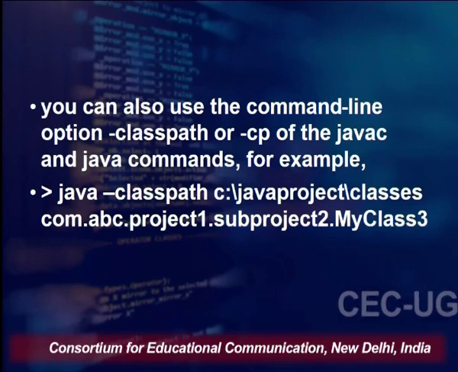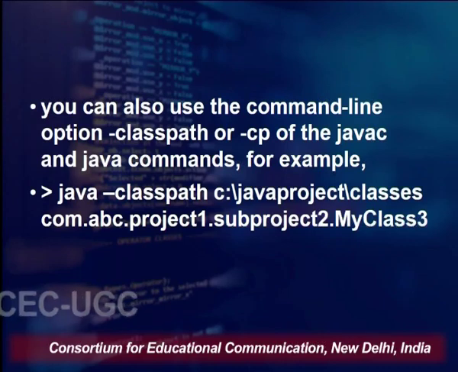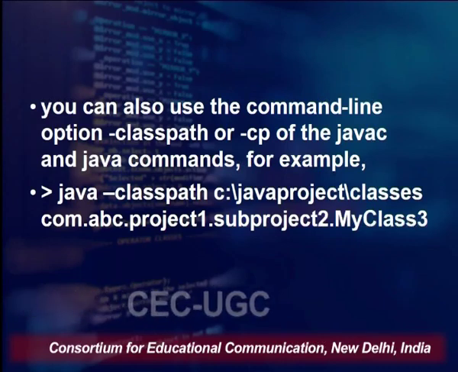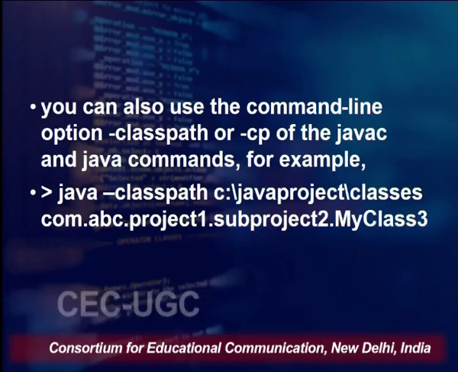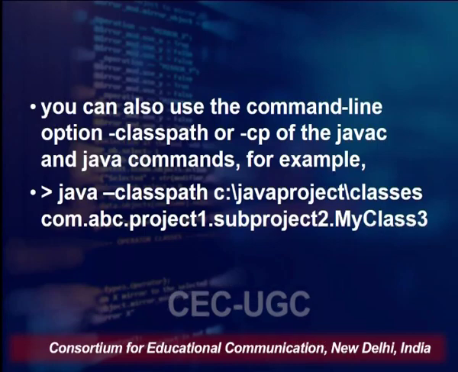So, we have given in the class path the value C drive Java project classes, and on the next line what we have written, com.abc.project1.subproject2.my class 3, is the complete qualified name of this my class 3 class file, which is to be executed using this java command. So, that we can also do.